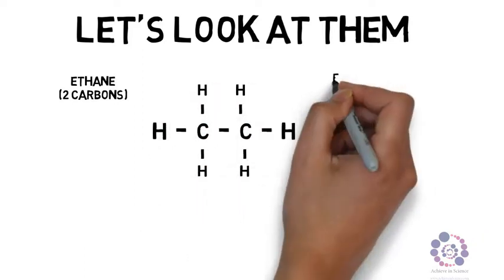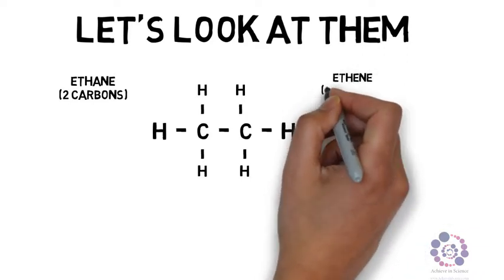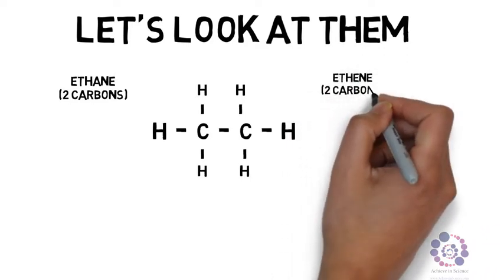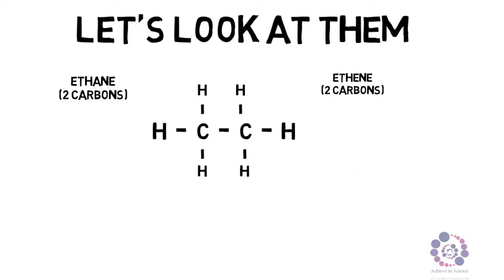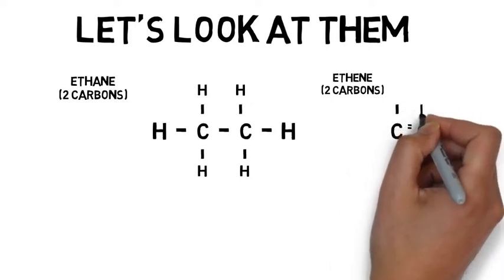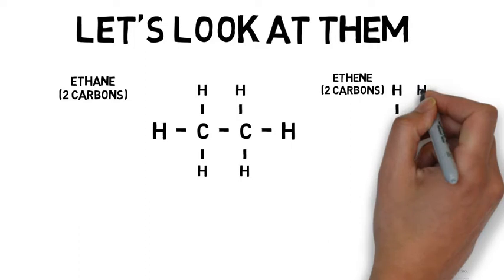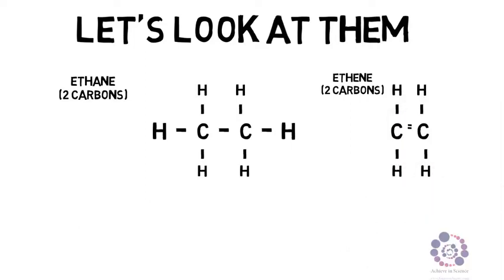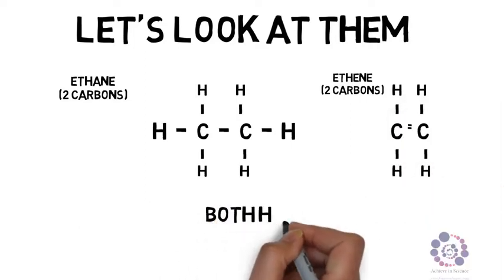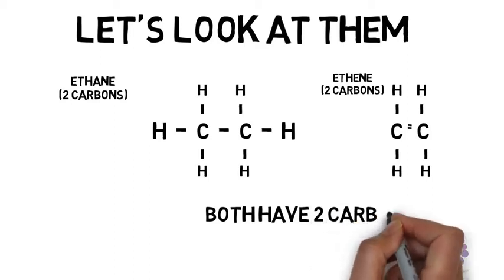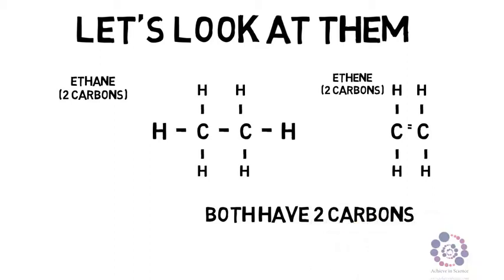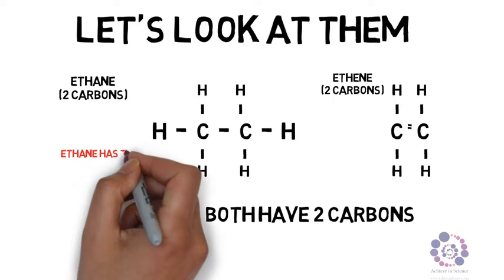Now if we take an alkene, alkenes are different. Let's take ethene. Ethene again contains two carbons. Let's again look at its displayed formula. Now that we have both of these displayed formulas, we can look at the differences and similarities. First of all, we can see that they both contain two carbons.